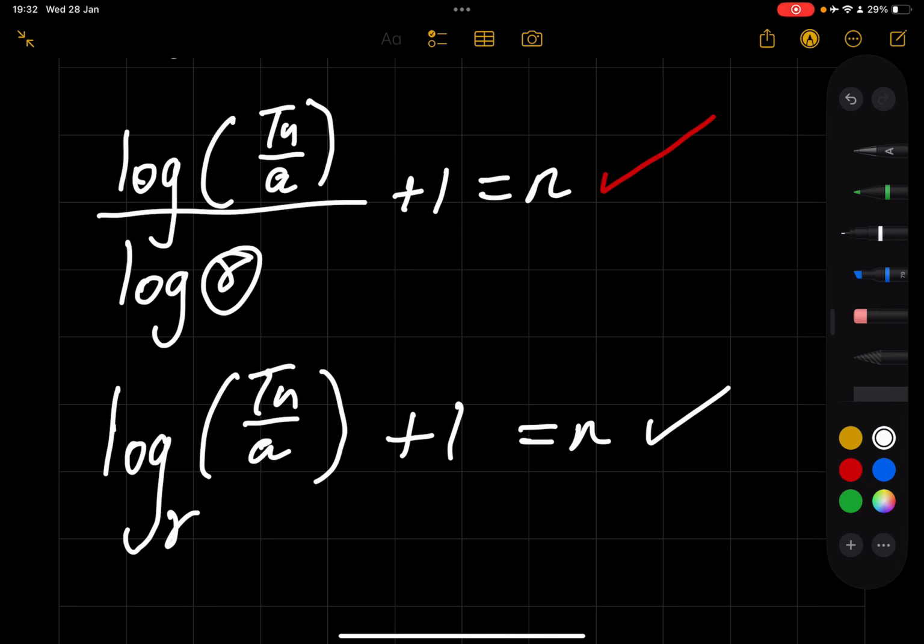This is a memory hack that I need you to remember. Logarithms bring powers down to earth. If the unknown is the exponent, call the log police to pull it down.